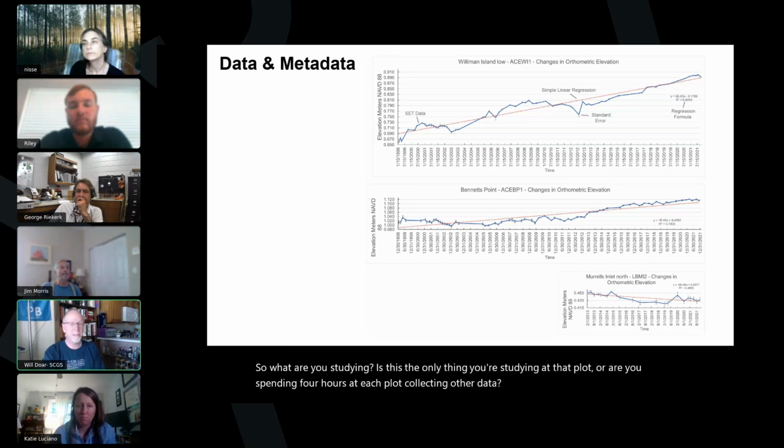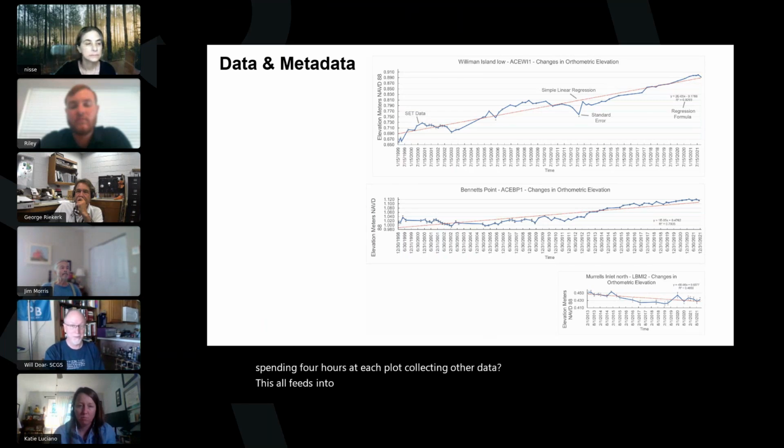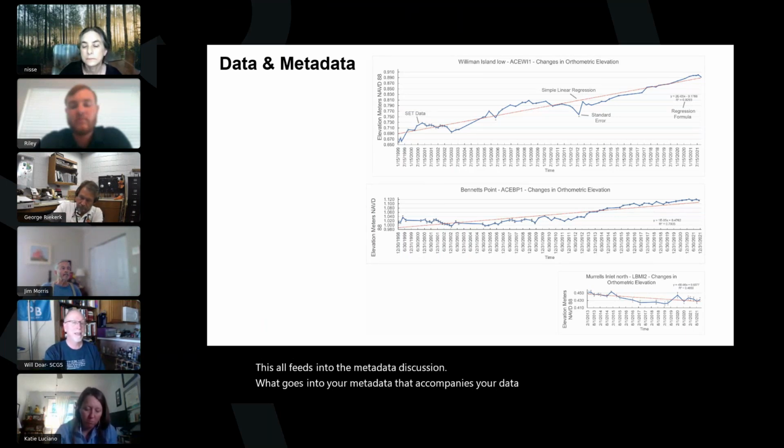This all feeds into the metadata discussion. What goes into your metadata that accompanies your data sets?